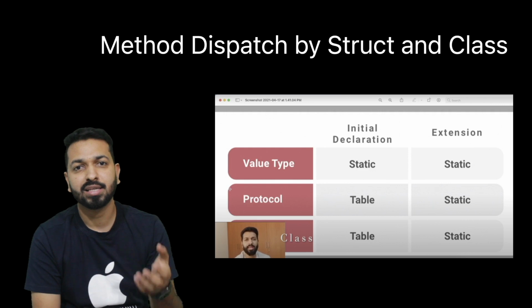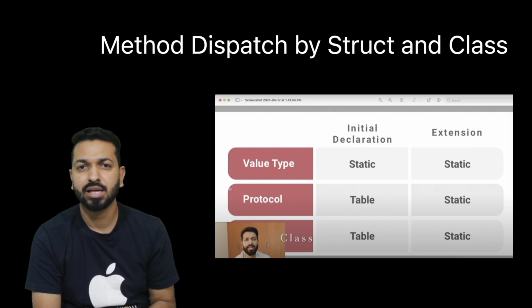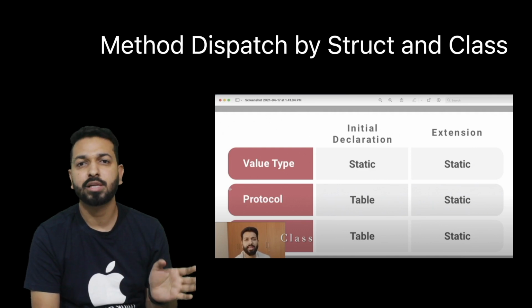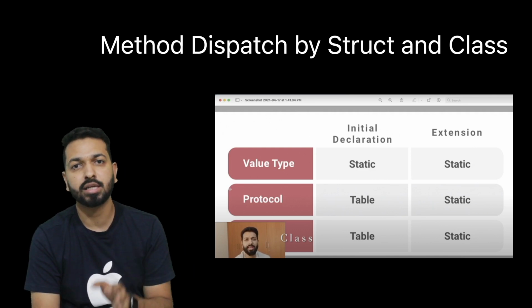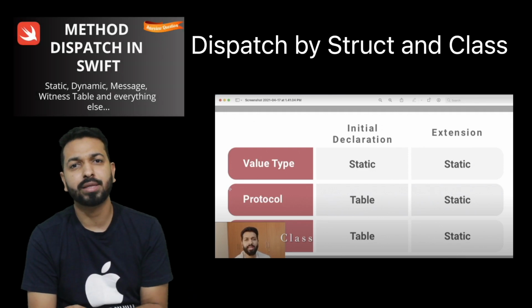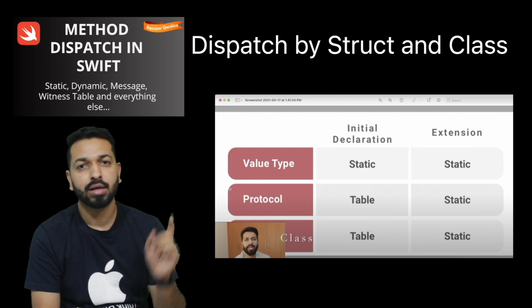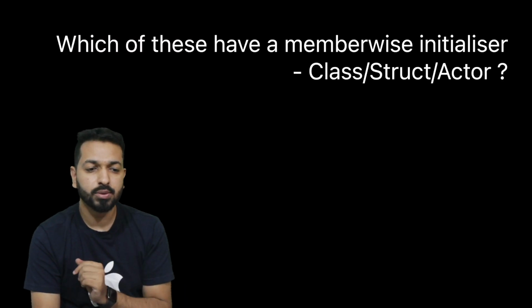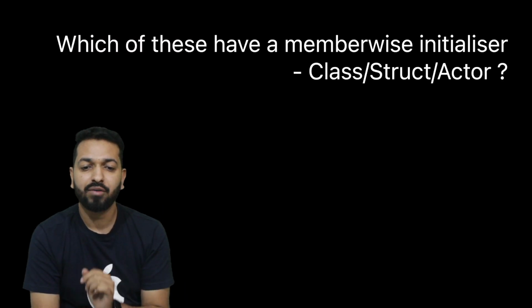Also, when we write the extensions to that, how the behavior changes. And this is just a screenshot of that video. So you can see that there's a table which is clearly mentioning the static and the dynamic dispatch in case of the initial declarations and the extensions. So if you want to know more about method dispatch, you can have a look at that video. Here's the link.